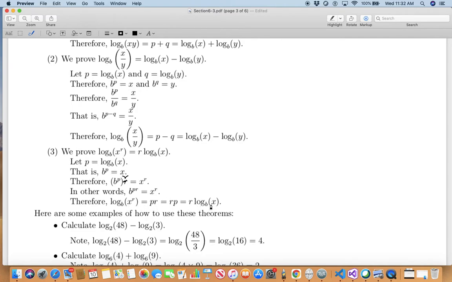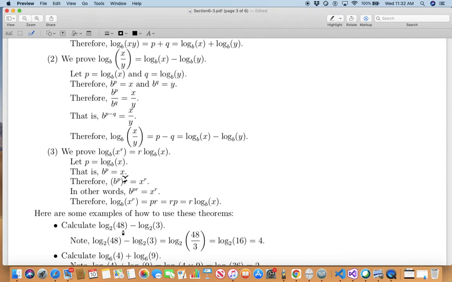All right. How do you use such theorems? Here is an example. Log base 2 of 48, log base 2 of 3. I want to find the difference of log base 2 of 48 and log base 2 of 3. Now, if you use your calculator, you will get a decimal number here, a decimal number here. Why? Because 2 to the power what is 48?